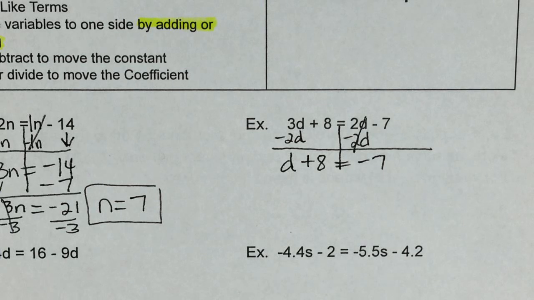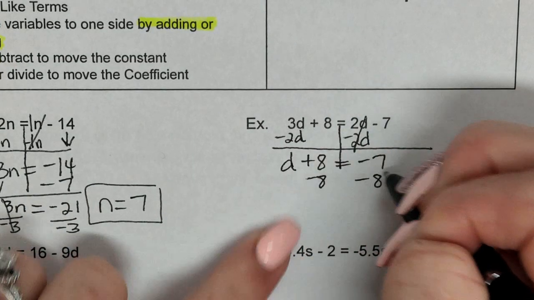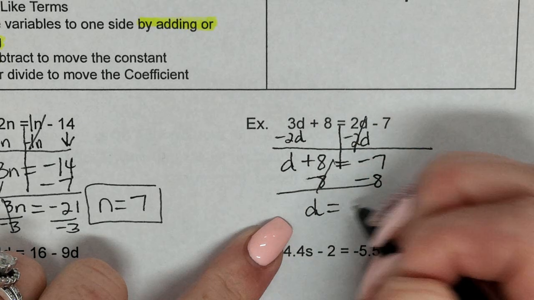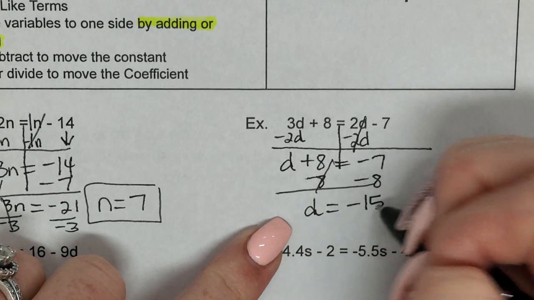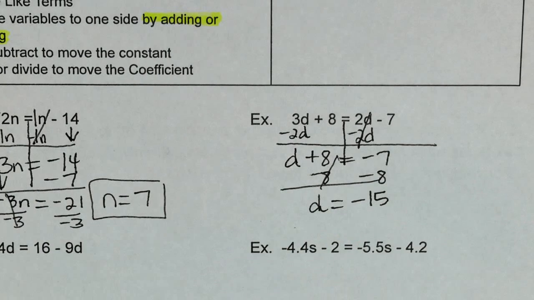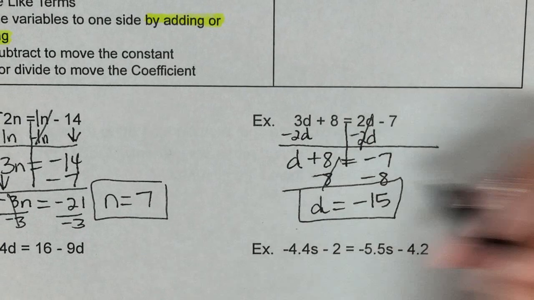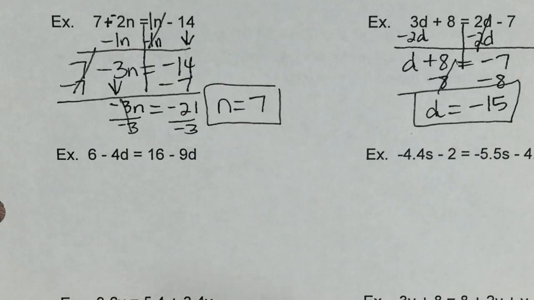All right. I'm going to get rid of the constant. How do I get rid of plus 8? Minus 8. So I have 1D, or D equals, and negative 7 minus 8 is negative 15. If you left a 1 in front of it, 1 times D is D. You're done. Questions? Try this one on your own.